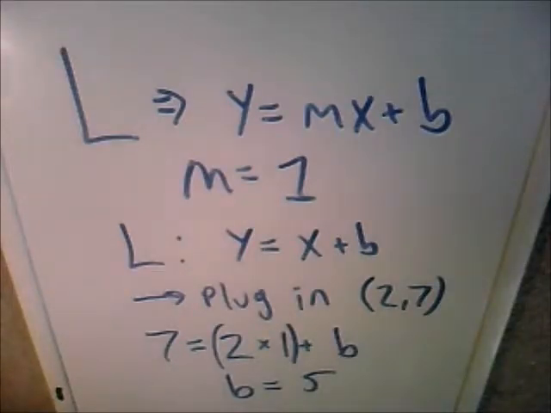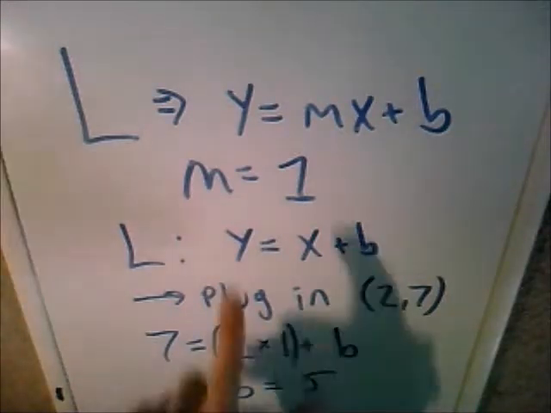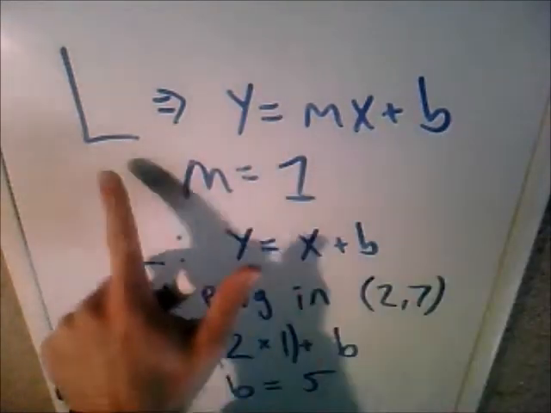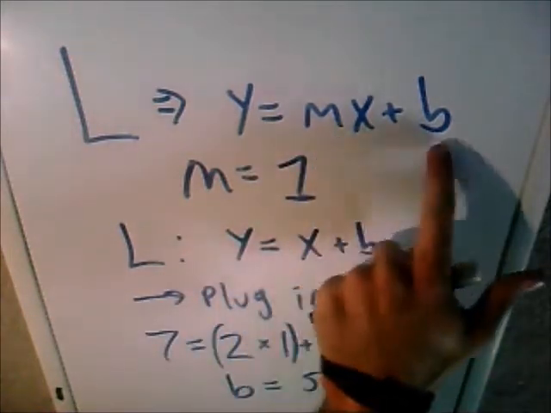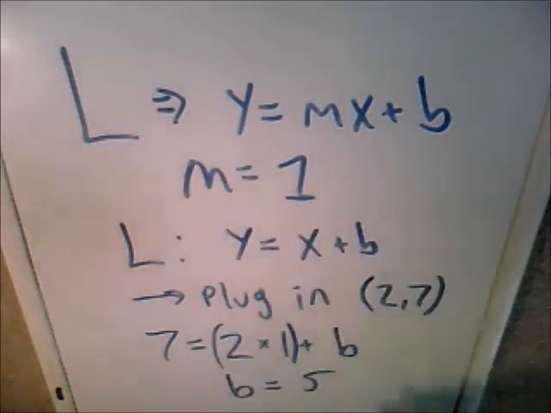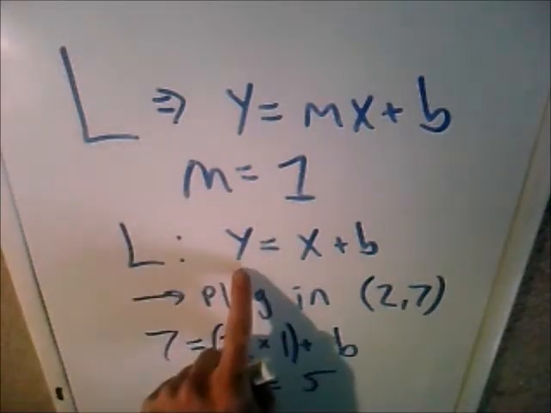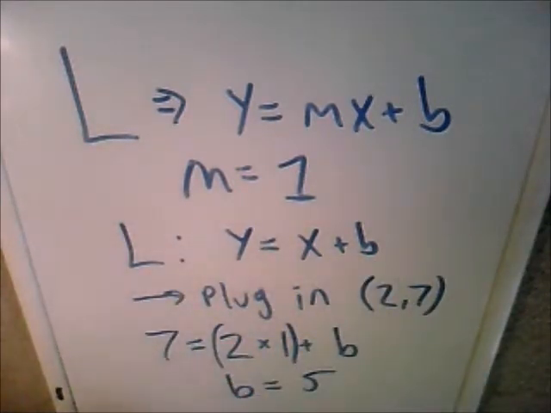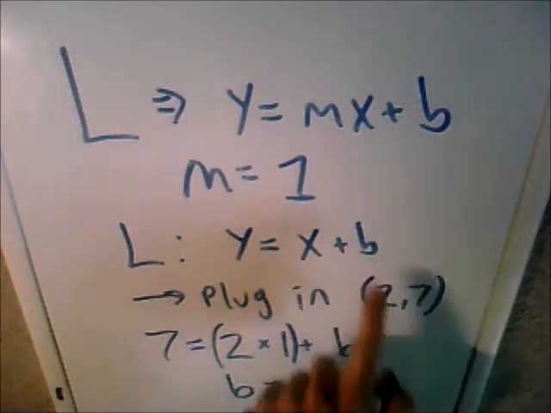Now we take what we just learned about L and we put it into the slope-intercept form. So L is of the form y equals mx plus b. We just solve for m, which is going to be 1, the slope. Now, that reduces L to the form y equals x plus b. So we're almost there in terms of knowing everything about L. We just have to solve for b.